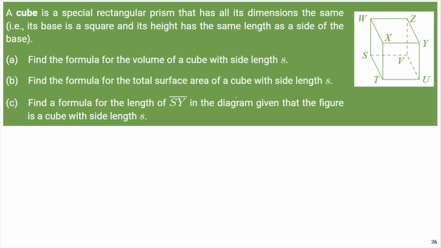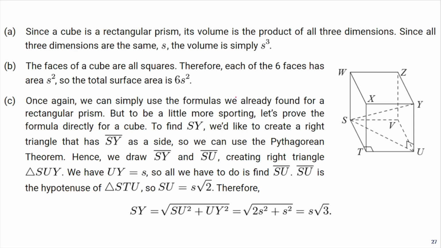Alright, have you finished? Okay, first let's consider question A. Since a cube is a rectangular prism, its volume is the product of all three dimensions. We can still use formulas to calculate the volume of a rectangular prism, right? Since all three dimensions are the same, s, the volume of the cube is simply s cubed. The second question, faces of a cube are all squares, right? Therefore, we know each of the 6 faces has area s squared, so the total surface area is 6s squared.